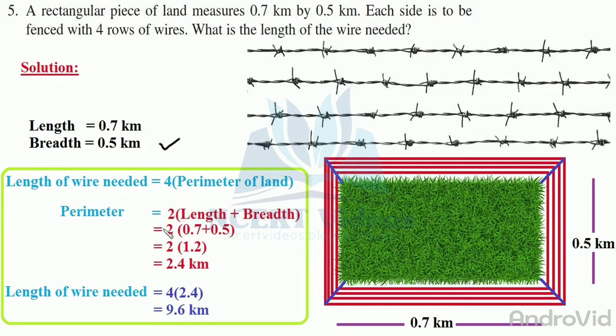So we will add length and breadth, that is 0.7 and 0.5 to give you 1.2 kilometer. We have to multiply it with 2 to give you 2.4 kilometer. So now we have achieved our perimeter. We have to now multiply it with 4 as we have written in the formula. So 4 into 2.4 is 9.6 kilometer. So this is the total length of the wire that we need to buy. So this is your question 5.